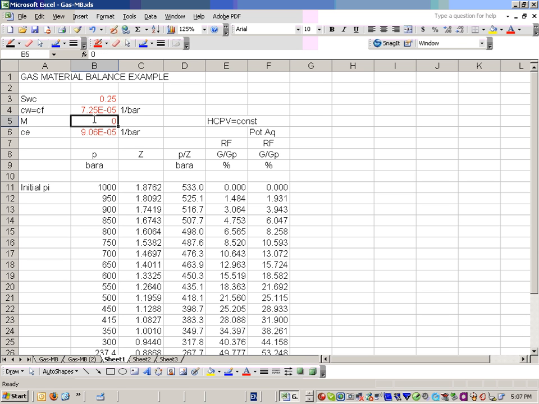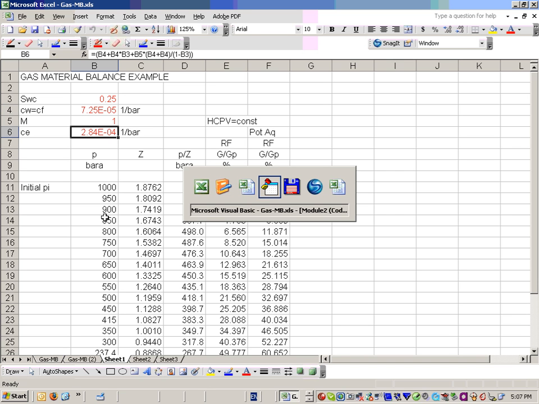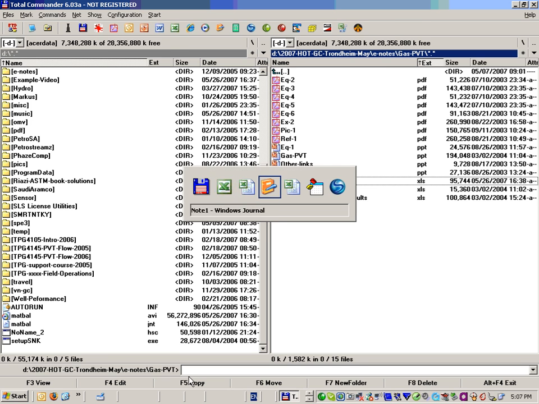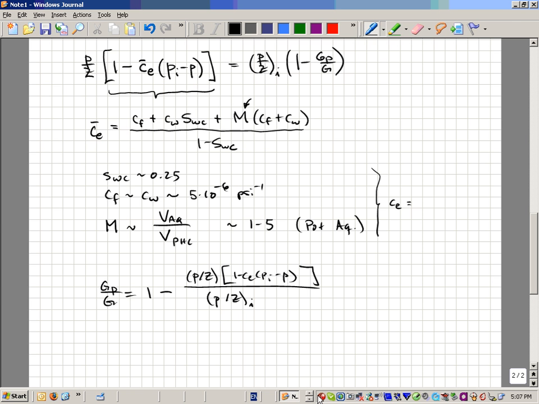So that basically gives you a tool to look at the effect of aquifer size and formation water compressibilities for a simple gas aquifer type model. And I think with that, we'll conclude the presentation. I don't think there's anything else left here to look at.